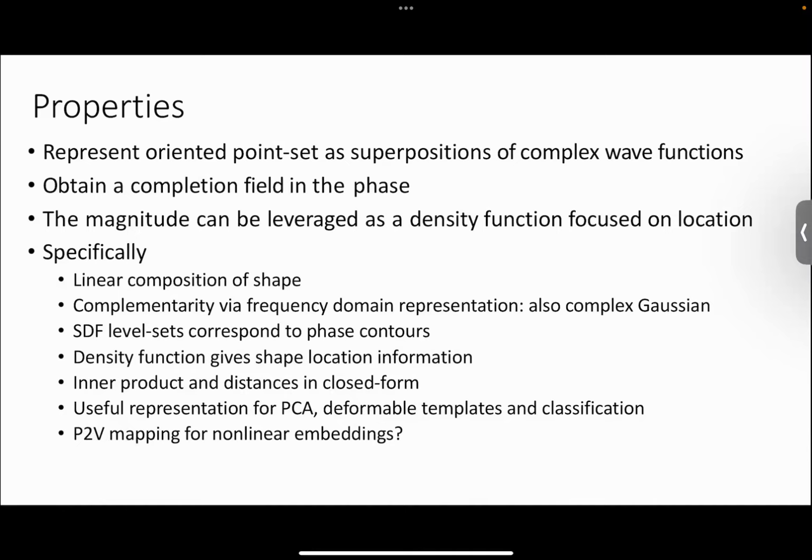And you can imagine that this wave function representation is a very useful volumetric representation, because in addition to the real numbers being related to the density function, the complex numbers are going to be related to the phase, which will carry level set information. So let's show you what this means.